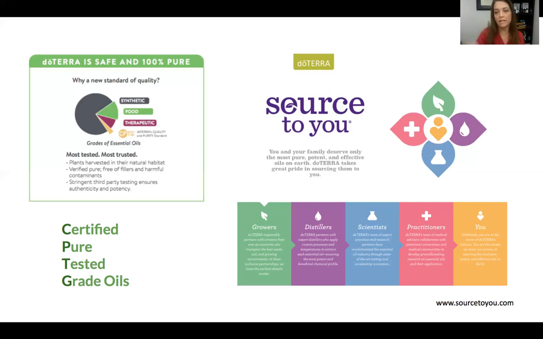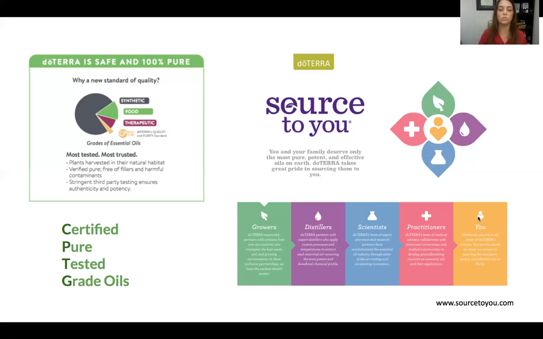So what I loved about doTERRA is this website down here, sourcetoyou.com, will actually bring you beautifully. Their website is beautifully done from the growers that are all over the country. It's another reason why I chose doTERRA, is that they pull the plants from the experienced farmers in the indigenous land. So we distill lavender in Bulgaria and France. So we're looking at where are we going to get the best potency of the plant, where the plant is indigenous to that environment. So you're going to look at it from the growers to the distillers to the scientists, then to the practitioners, and then essentially to you.